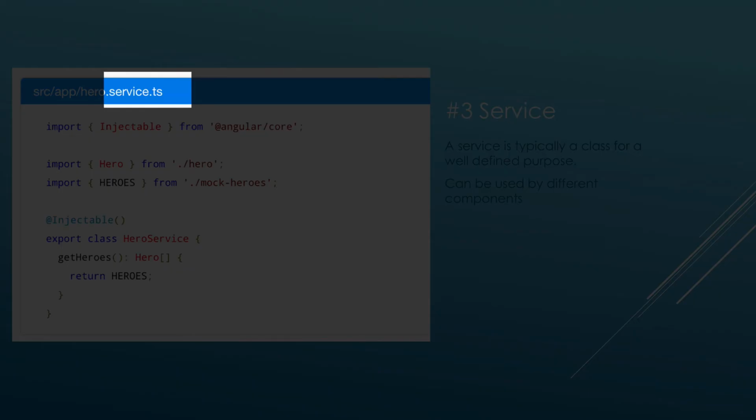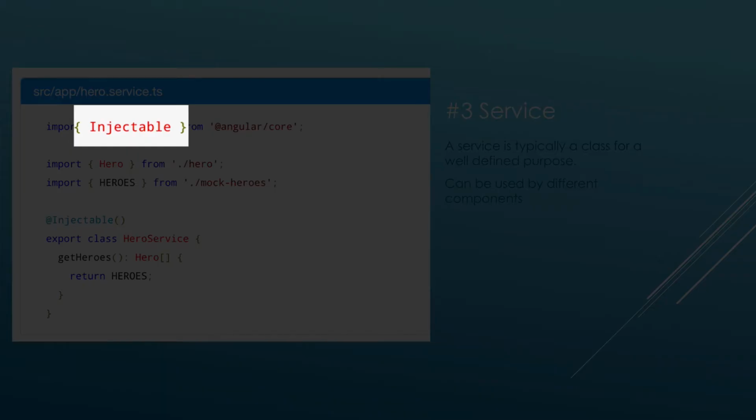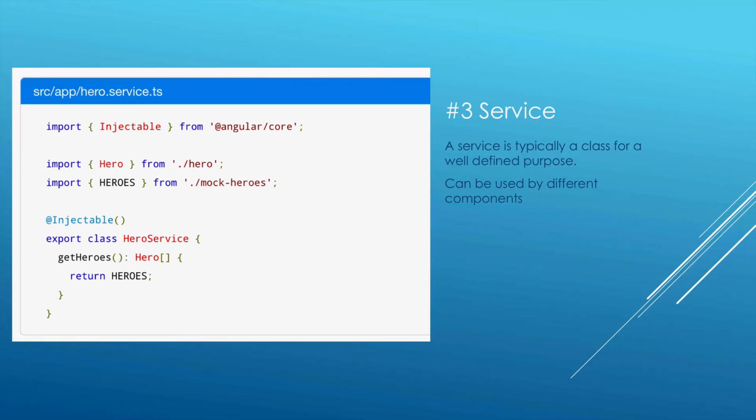Service is defined in a .service.ts file. A service is usually a class for a clearly defined purpose, such as data service, logger service, security service. The service can be used by different components. It uses Injectable to do dependency injection into the component.